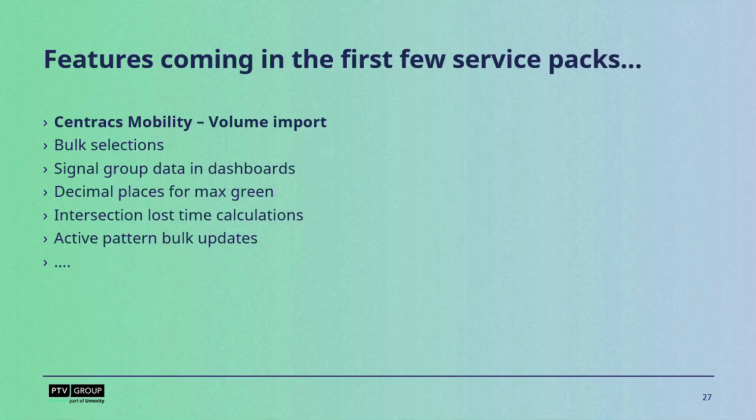Bulk selections, as I mentioned, now that we have that enabled, it would be great to select multiple intersections and modify them or delete them. And then signal group data and dashboards, mentioned that. Max green, we're going to allow decimal places for the max green. So that's actually very nice.